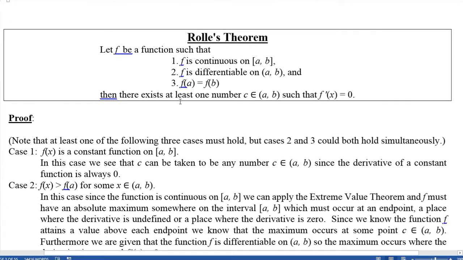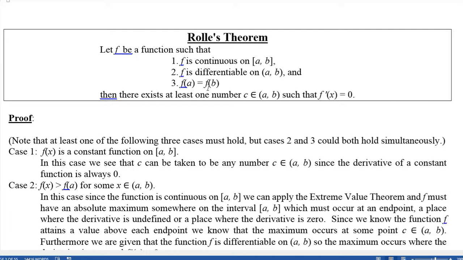Let f be a function such that you have three conditions. f is continuous on the closed interval from a to b, f is differentiable on the open interval from a to b, and f of a equals f of b. Then there exists at least one number c in that open interval from a to b such that f prime of c equals 0. That's the conclusion.